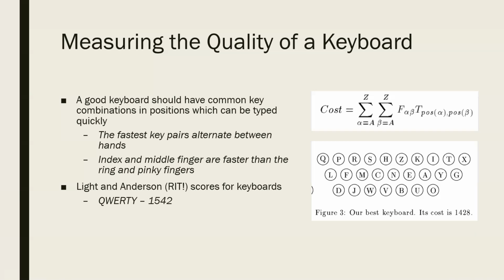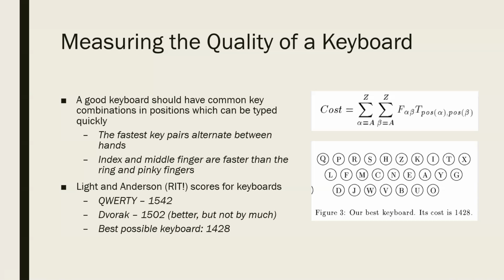QWERTY ended up getting 1542. That shows a fairly low cost as the keyboards go. And Dvorak got a slightly lower cost. So that means since it's a lower number, it means it is a slightly more optimal keyboard. Now, emphasis on slightly. These researchers found that there's actually very, very small differences in optimality between Dvorak and QWERTY. And also, if you want to try out many, many keyboard arrangements and find out how optimal we can get, the researchers weren't really able to exceed a score of 1428.